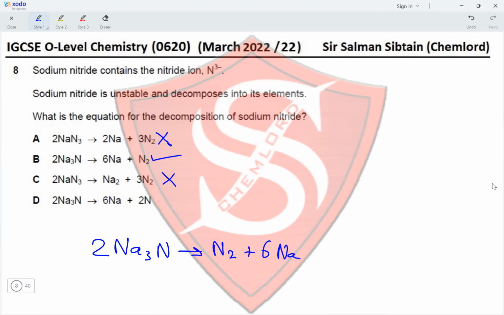And the last one, 2Na3N gives 6 sodium and 2 nitrogen atoms. No, nitrogen is a diatomic gas. It will not form nitrogen atoms. It will form a molecule of nitrogen. So this makes option B the correct option for this question.